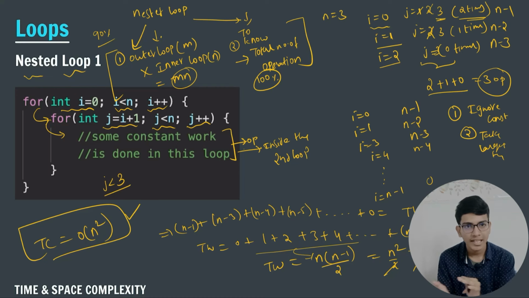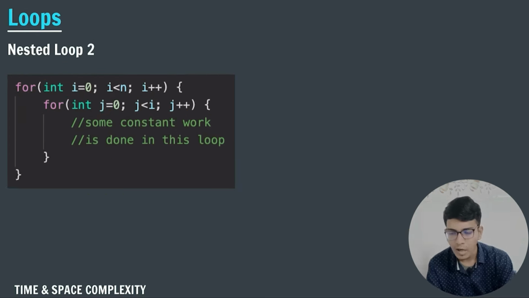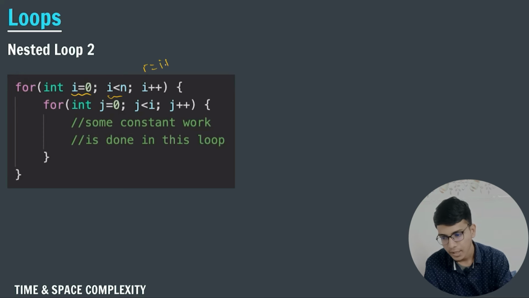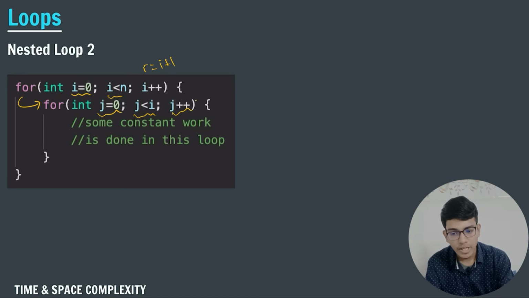Similarly, let us do a similar kind of for loop, and let us see what time complexity it will give us. Now in this loop, you can see that i is equal to 0. After that, we are running our outer loop while i should be less than n. After that, we are performing i equals i plus 1. In the inner loop, j is equal to 0 and j should be less than i. After that, we are performing j equals j plus 1. And inside our inner loop, we are performing some constant work.